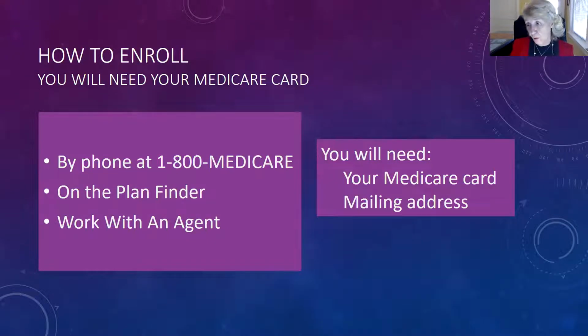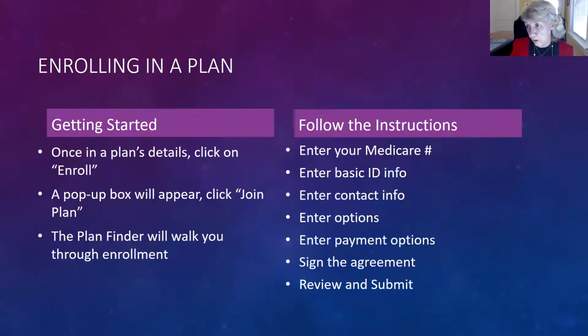And then there are the medicines that you take. So you can enroll on the Plan Finder, as I just showed you, and you can do it all from the comfort of your living room. You can call 1-800-MEDICARE if you decide that you want to do it just with Medicare, or you can call an agent. It doesn't really matter how you do it. All of them will work. So again, this is just a review in terms of if you're enrolling in a plan.